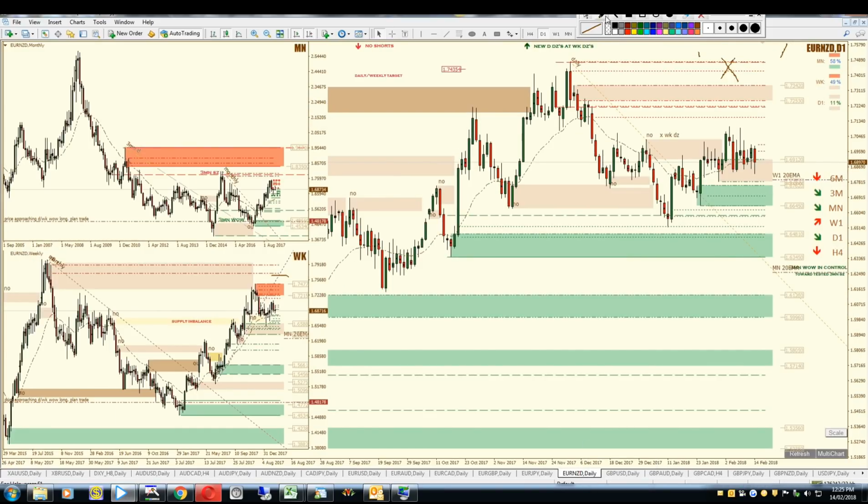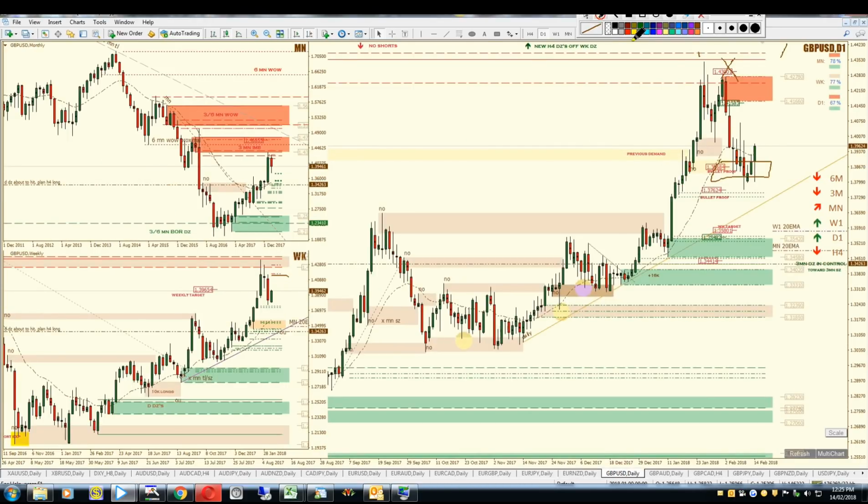Euro Kiwi. New daily demand was at weekly demand. Nothing has been, no trade signals yet to go long. Waiting on that one. Pound US dollar. So I have orders to go short here because this is a nice area of supply, at a weekly area of supply, at a monthly area of supply. So if price does manage to go up here, I got orders to go short.